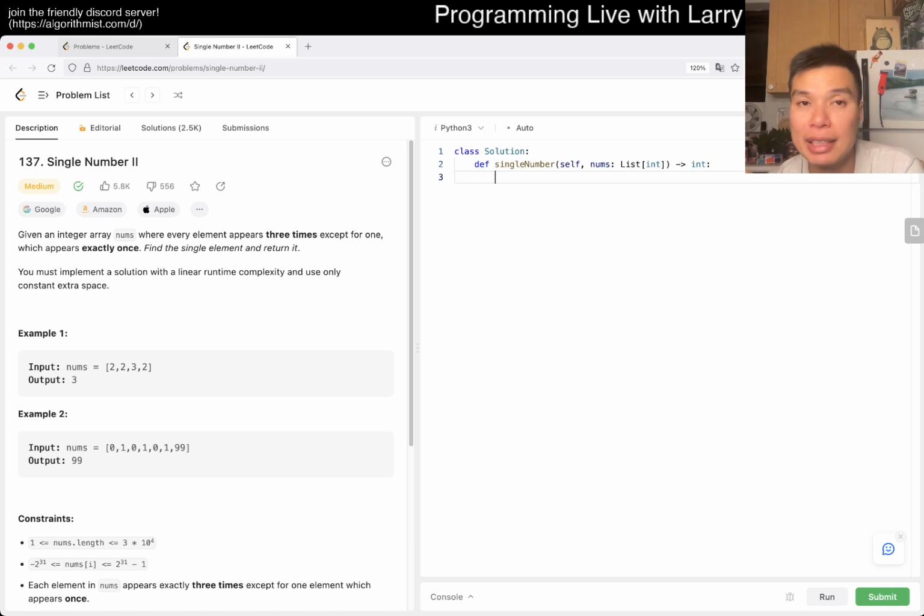But basically, the easier version of this, and I don't even know if it's that much easier, is only easier if you haven't seen it before, right? And it's the XOR one. The XOR one is basically a variation of this, except every element appears twice, except for one number, which appears once, right? The idea behind that one is using XOR.